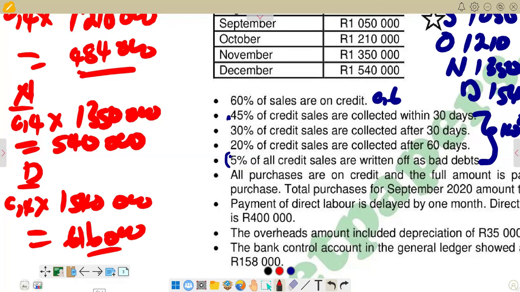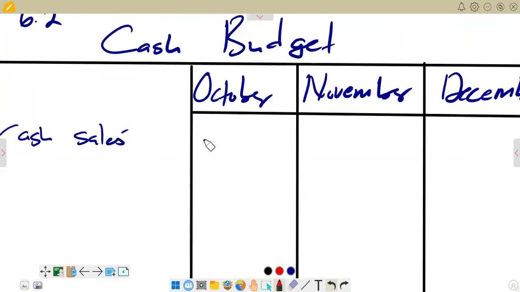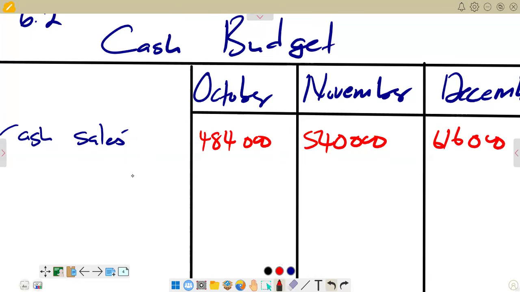So we can go and input those figures according to the months of October, November, and December. For cash sales for October, what we got there was 484,000. And then for November, the cash sales that we got there is 440,000. And then for December, we've got 616,000. So this is what we have in terms of cash sales.